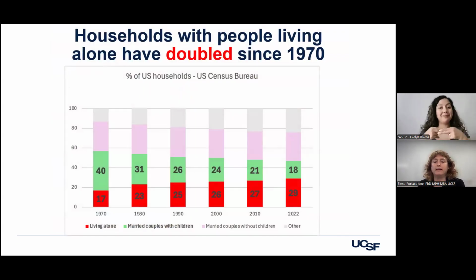And so why living alone? Living alone is a really important trend that we need to keep in the back of our mind, because as you can see here, these are trends in the United States and people of any age. As you can see, 40% of households were occupied by married couples with children in 1970. This number more than halved in 2022. And at the same time, people living alone almost doubled.